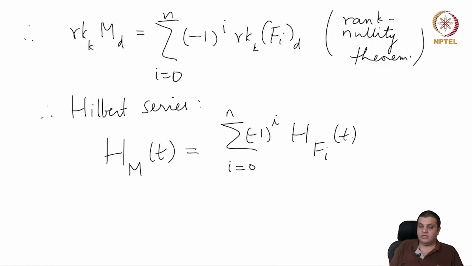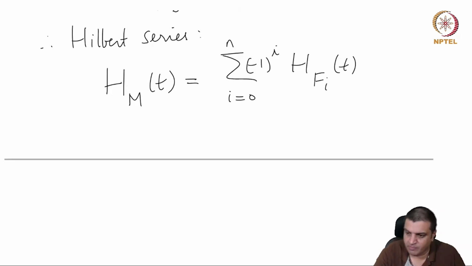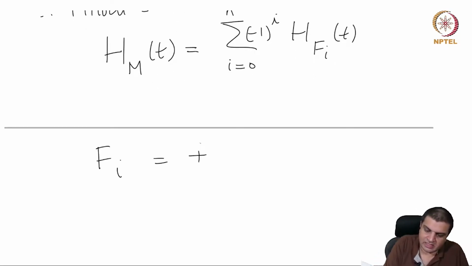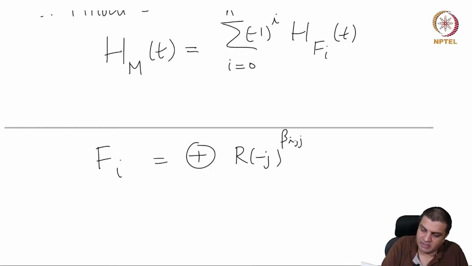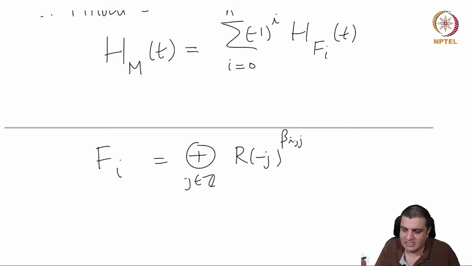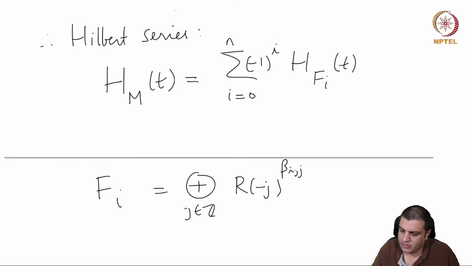Okay, so the Hilbert series also has this alternating sum property, so we get this. But this can be described: F_i has beta_ij copies of R(-j). So F_i is the direct sum of R(-j) appearing beta_ij many times, with j in Z, but only finitely many of these are non-zero. So j is in some finite set of integers. Okay, so this is what we have.